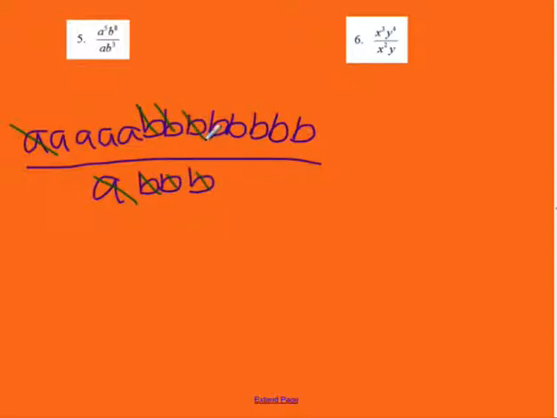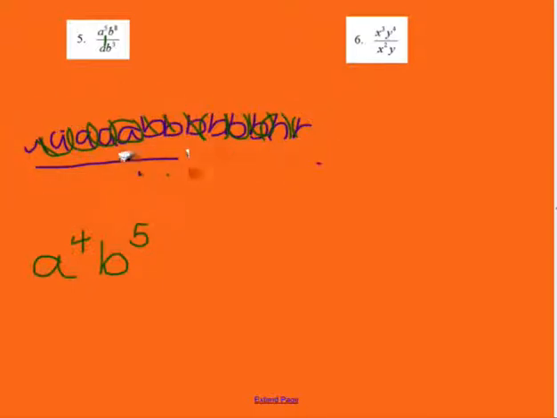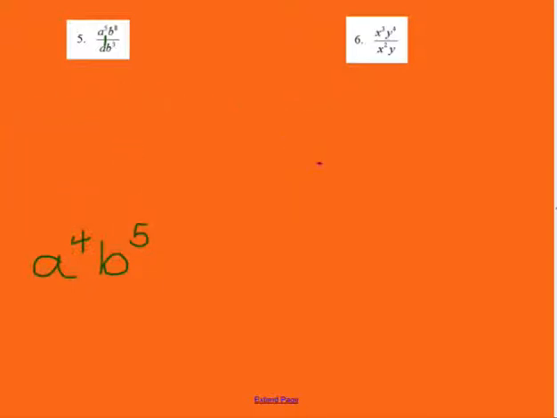Now I'm going to count how many a's I have left. I have 1, 2, 3, 4. I have 4 a's left, so that's going to be a to the 4th. Now notice all of my leftovers are on top, so I'm going to write them on top. Then I have 1, 2, 3, 4, 5. I have 5 b's left on top, so that's b to the 5th. Now some of you might have noticed that these exponents were just subtracted. If you can see what I'm talking about and you want to do it that way, that's fine. This way is just a little bit simpler while we're getting going here.